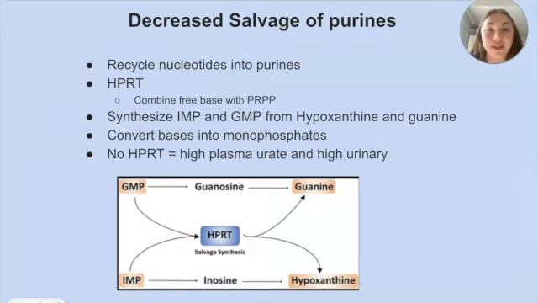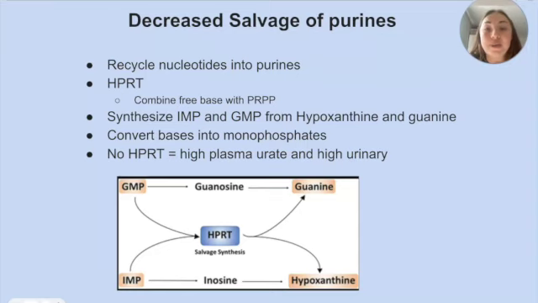The next mechanism to consider causing the patient's gout is decreased salvage of purines. Purine salvage is the process in which nucleotides are recycled into purines. Enzymes that are involved in this process are adenine phosphoribosyltransferase and hypoxanthine-guanine phosphoribosyltransferase, HPRT. These enzymes will combine a free base with a PRPP.